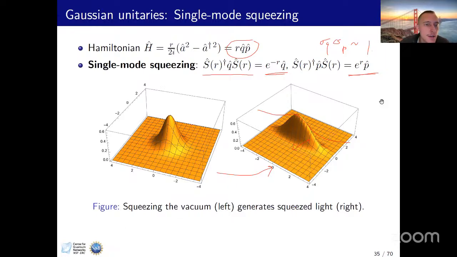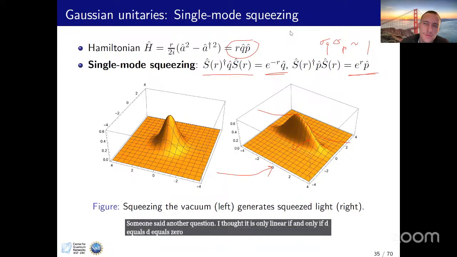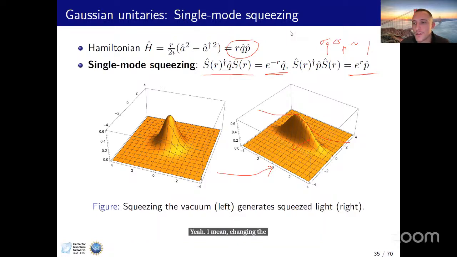Someone asked another question: I thought it is only linear if and only if d equals zero. I mean, this is a semantics thing. You can demarcate between the d equals zero and the d not equal zero case, but that's like changing a coordinate system, changing the origin of your coordinates. That's what taking d non-zero means.